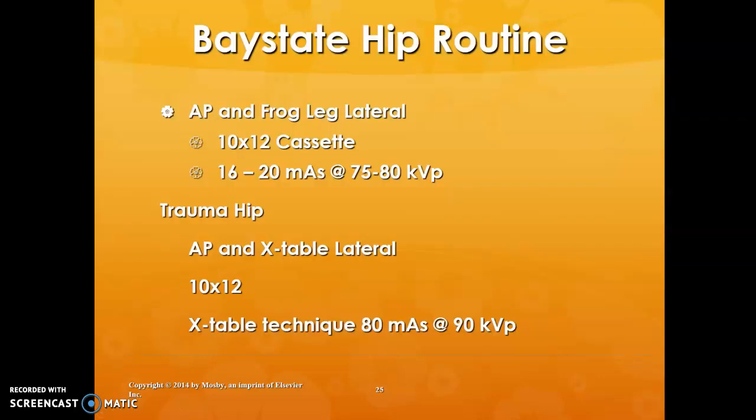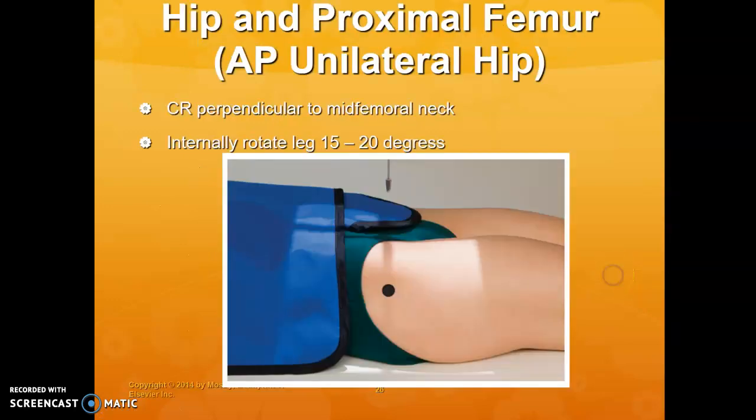Hip routine. For hips at the clinical site, we do an AP and a frog leg lateral. I use a 10 by 12 cassette size. This is an average CR technique for hip. If you're in a trauma hip situation, you would normally do a pelvis to start, and then an AP of the affected side, and then a cross table lateral will be done instead of a frog leg. The technical factors for a cross table lateral hip is much higher than that of a frog leg.